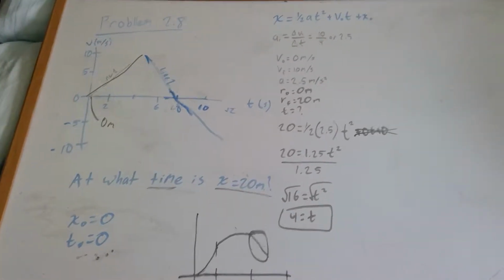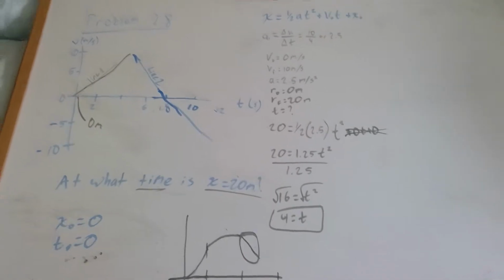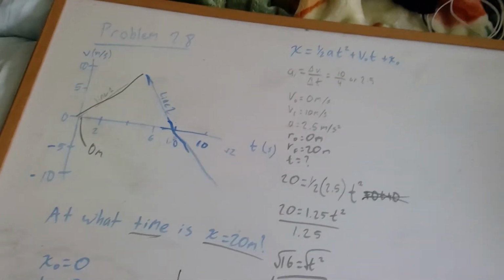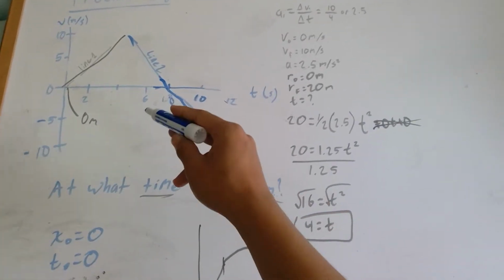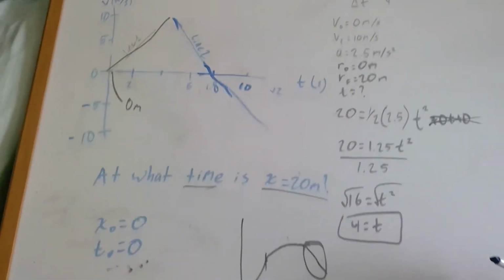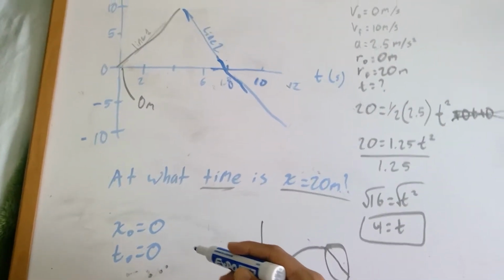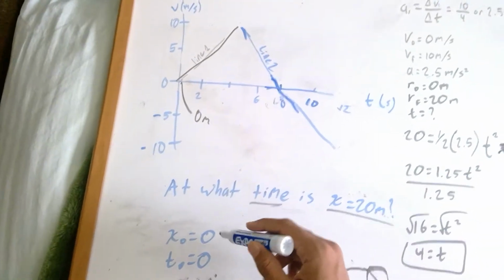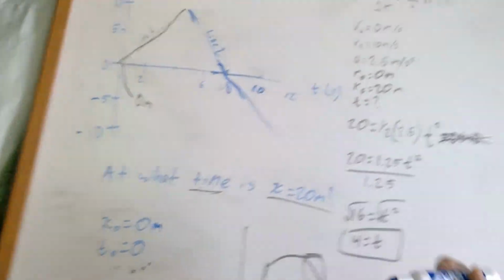Okay, this is going to be problem 2.8 for the Mastering Physics homework. Problem 2.8 is asking, at what time is x equivalent to 20, based off of this velocity over time graph. What we know, or what's given to us, is that the starting point of t0 is equivalent to 0 meters, which is the starting position.